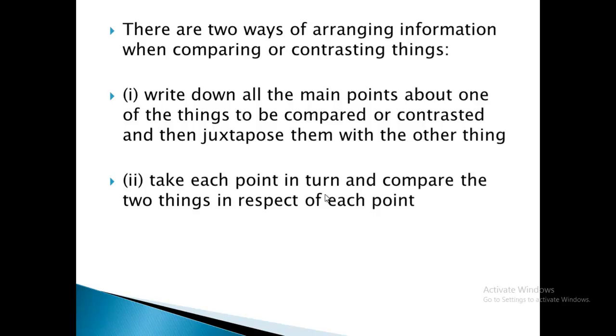There are two ways of arranging information when comparing or contrasting things. 1. Write down all the main points about one of the things to be compared or contrasted and then juxtapose them with the other thing. 2. Take each point in turn and compare the two things in respect of each point.